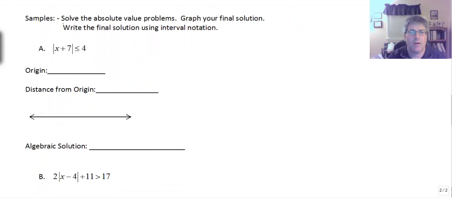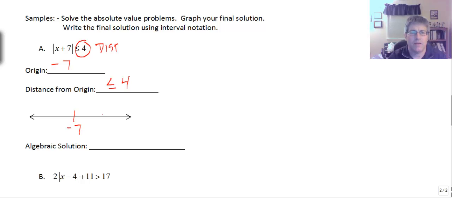Some of these start fairly straightforward. So everything is stripped away here in A from our absolute value bar. So we get the absolute value of x plus 7 is less than or equal to 4. So our origin is just the opposite of this. So our origin here is -7. And our distance from the origin is less than or equal to 4 units away.